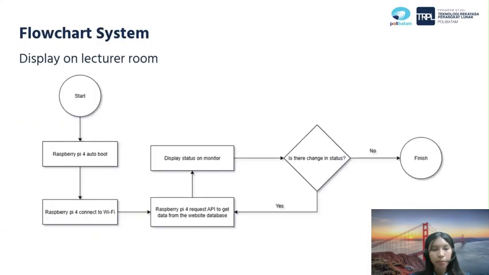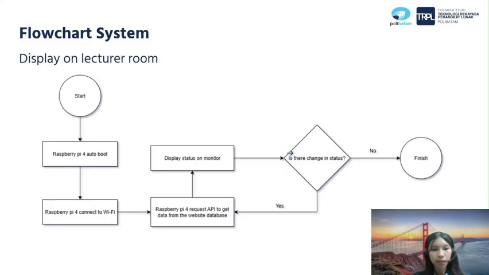Okay, next. This is the flowchart of our laboratory display system. This flowchart shows how the system works to display room availability from the website database. The process starts when the Raspberry Pi auto boots and connects to Wi-Fi. Once connected, it immediately sends a request to the API to get the data from the website database. This data includes room status and schedule information.